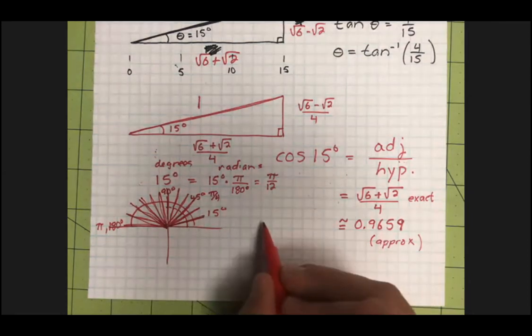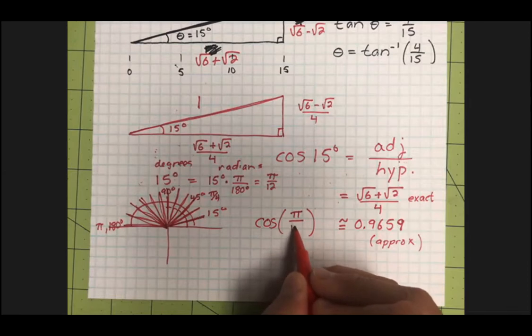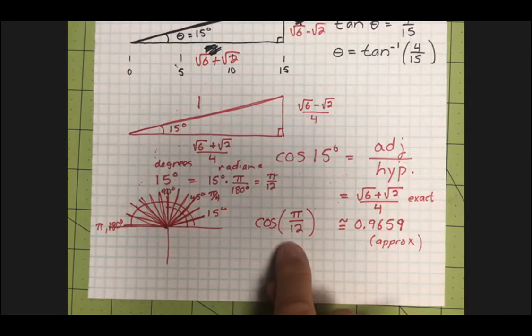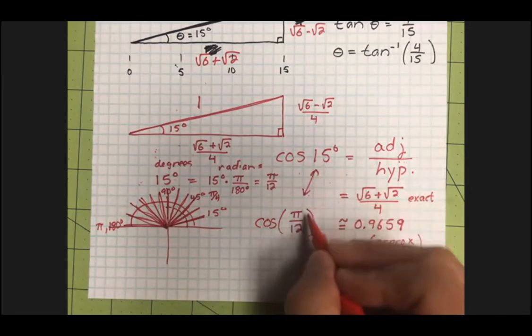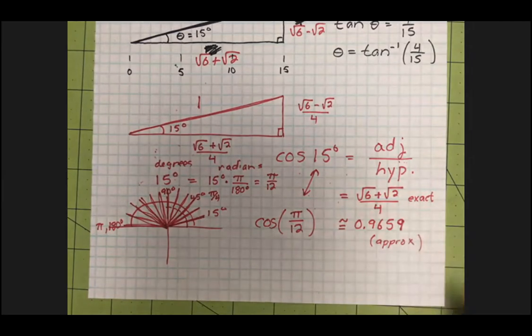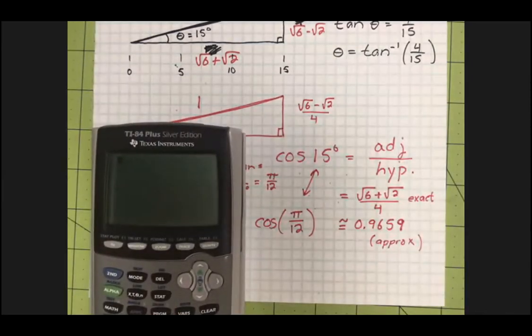So this is what I want to do on my calculator. I want to remind you that if someone gives you radians or requires that you use radians, you can do this on the calculator, no problem. You just have to know what 15 degrees is in radians, and then you have to tell your calculator to use radians. So back to calculator.